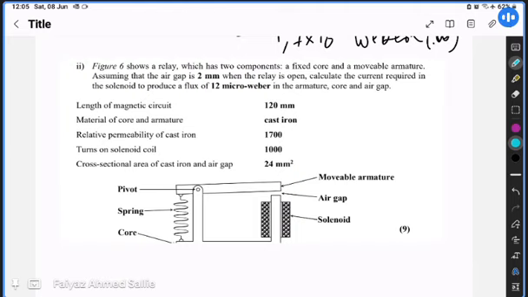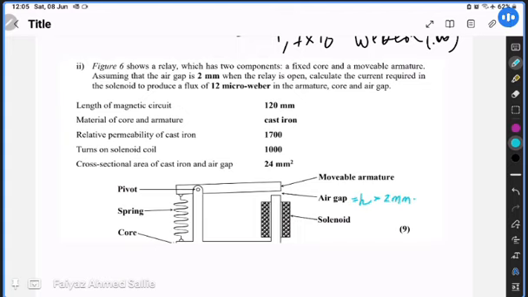So let's start with this question. The question says figure 6 shows a relay. So another example is a relay switch, which has two components, a fixed core and a movable armature. Assume that the A gap is 2 millimeters. So the length of the A is equal to 2 millimeters.